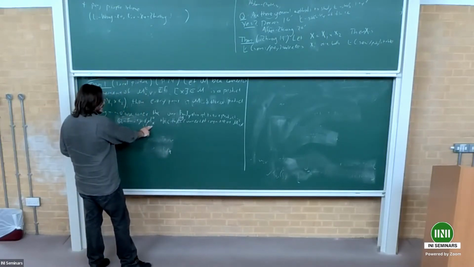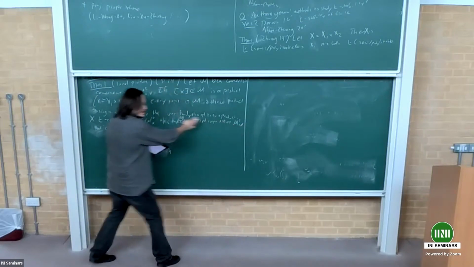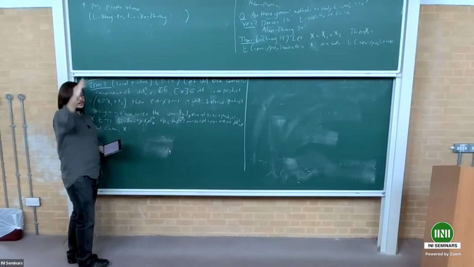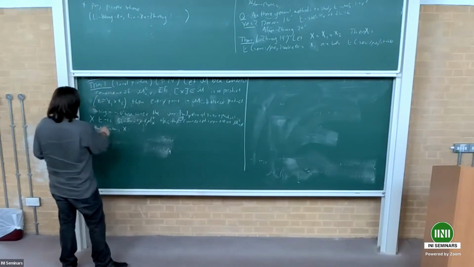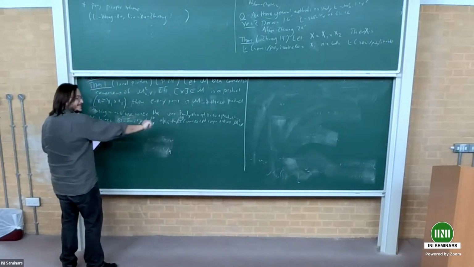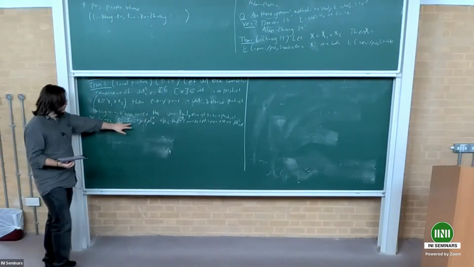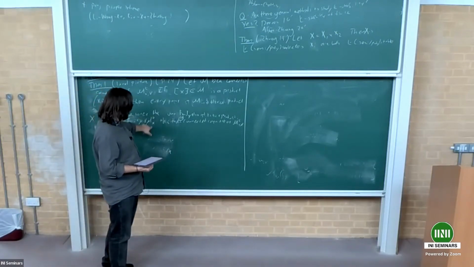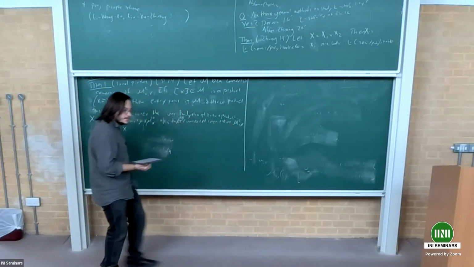The connected component of this larger K-moduli stack that contains my K-semistable Q-Fano X. Does that make sense? Oh, this part? Do you want me to rewrite this? Okay. Take X, a K-semistable Q-Fano of dimension N and volume V, and define curly M_K(X) as the reduced connected component of M_{N,V} that contains X.